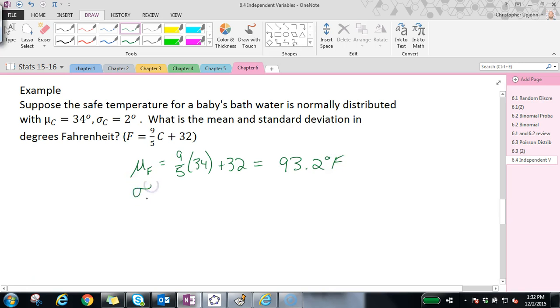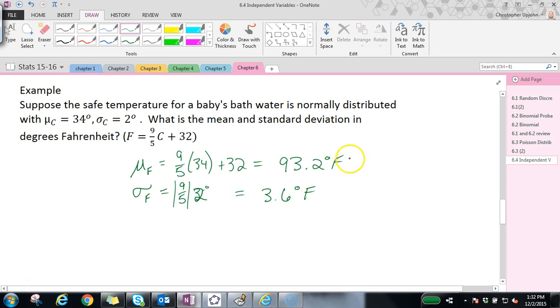Now, if we're talking about our sigma of F, well, we don't add 32. We don't want a standard deviation to be within 34 degrees. That's quite a bit. We only multiply by the absolute value of 9 over 5 and by 2. Of course, the absolute value of 9 over 5 is still 9 over 5. We don't have a negative number, but we get 3.6 degrees Fahrenheit.